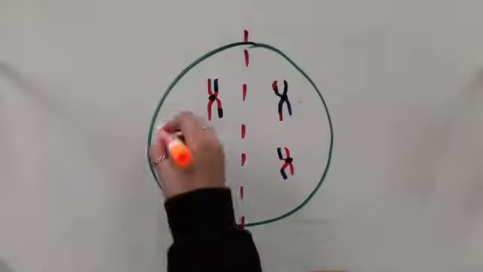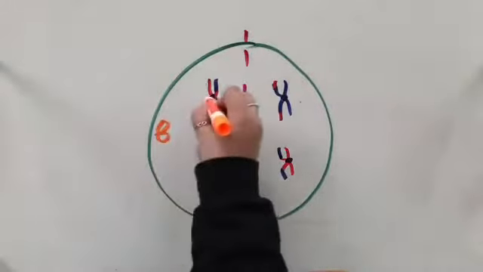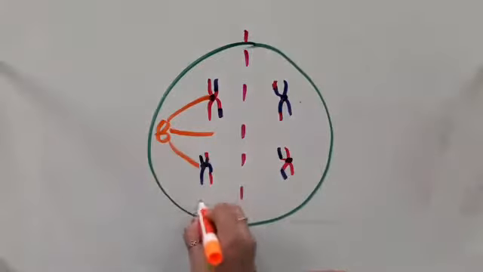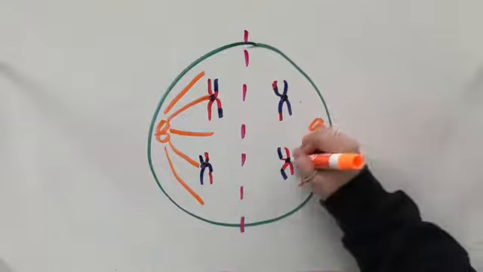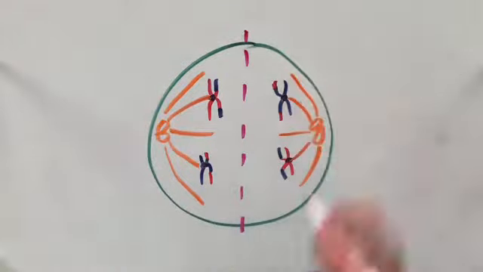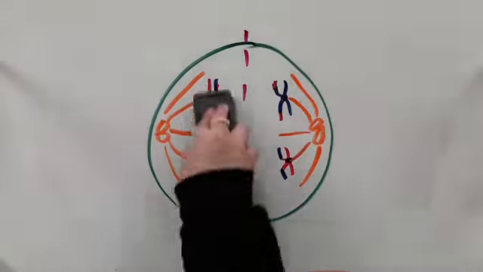Anaphase 1 begins with the chromosomes separating and moving to opposite poles of the cell. Remember, the sister chromatids are still together and the centromeres have not split.